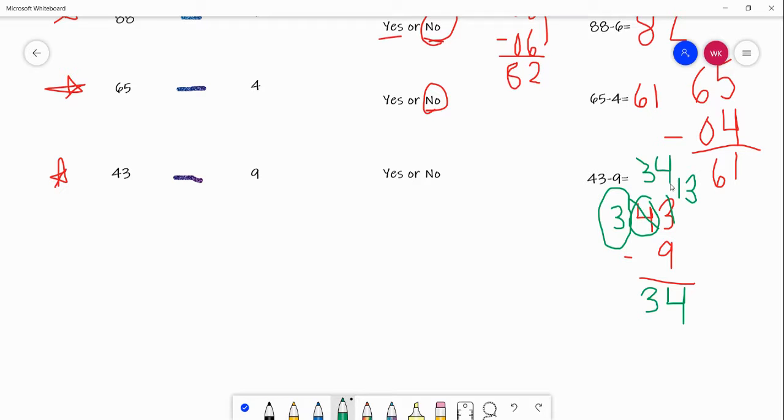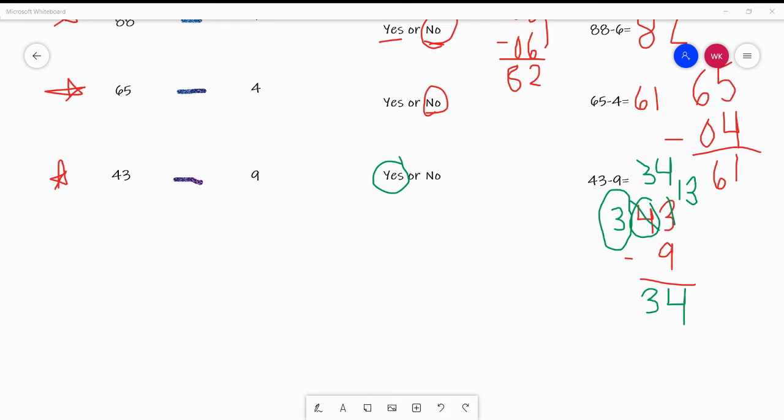So yes, we did need to regroup on this problem because you had to go to your neighbor to ask if you could have a 10 to be able to subtract these numbers. All right, I hope this helped. You can always rewatch these videos to be able to figure out if you need to regroup or if you don't need to regroup. There's also going to be more lessons about it in this chapter.